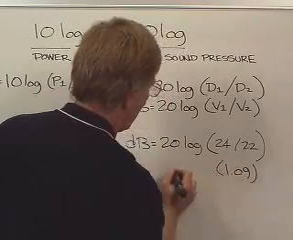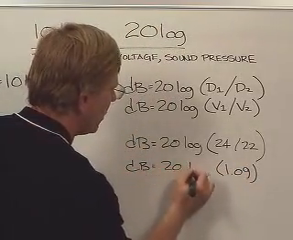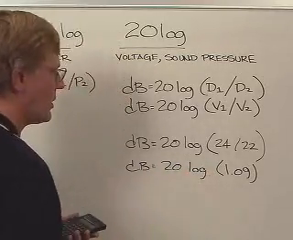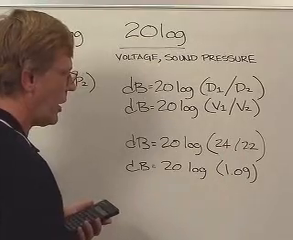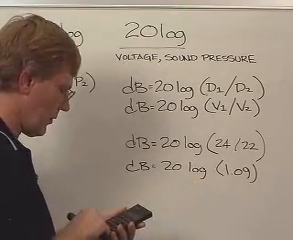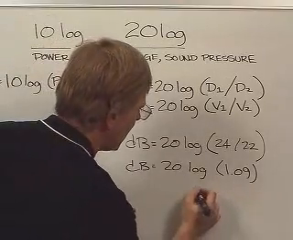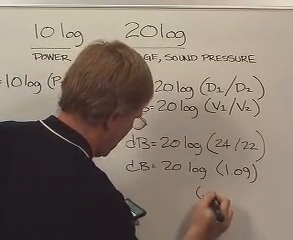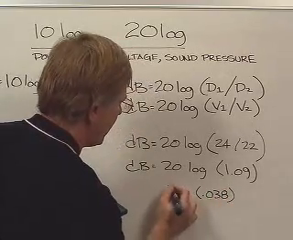1.09. Again, we're looking for the change in decibels. It's a 20 log, because we're dealing with distance here. I'm going to take 24 divided by 22, I got 1.09, and now I'm going to simply hit the log function on my scientific calculator. And what I end up with is 0.038.